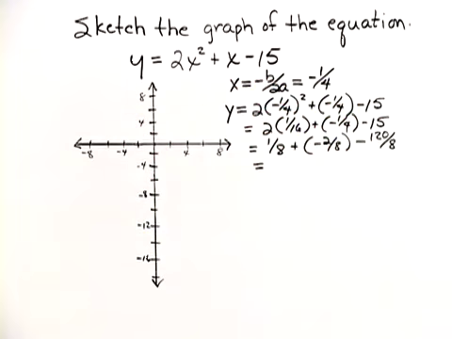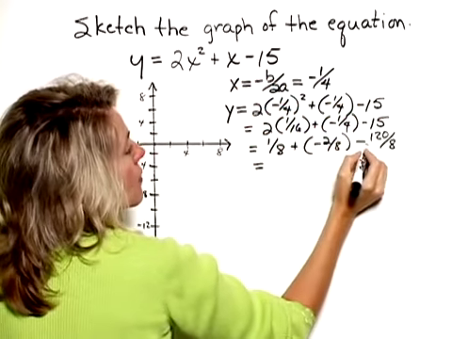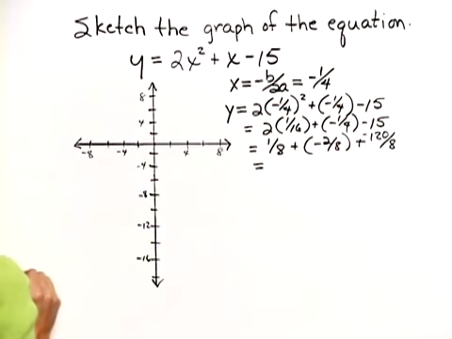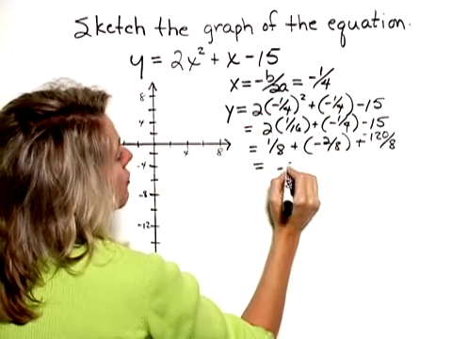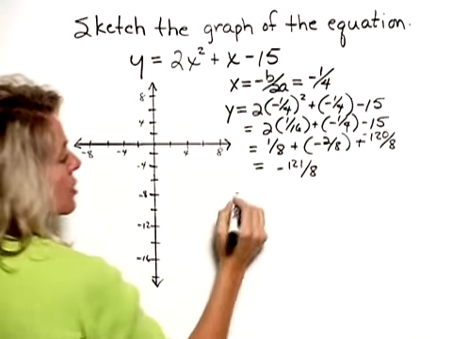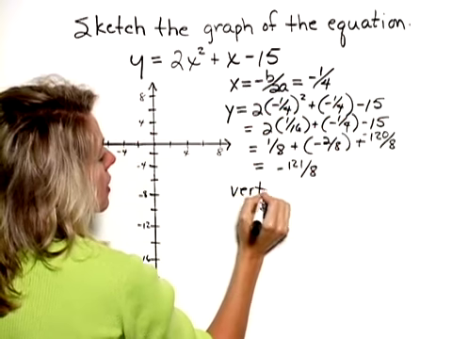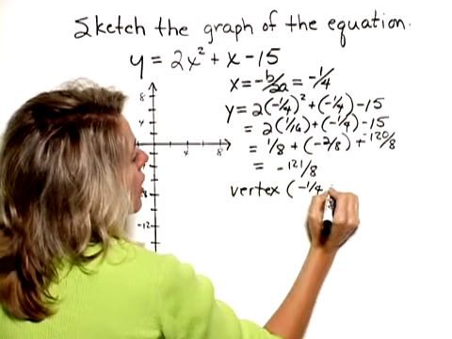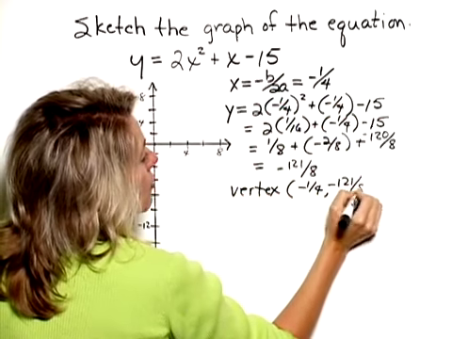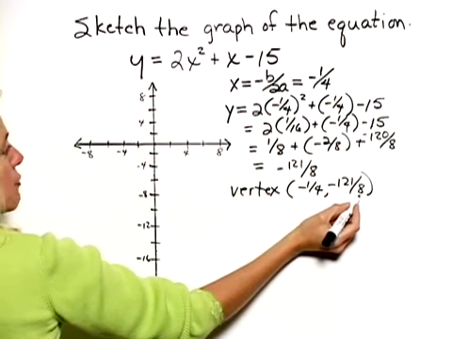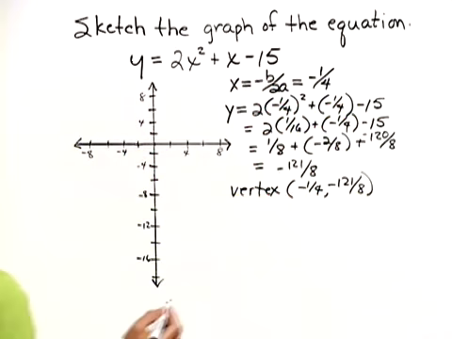1/8 plus negative 2/8 is negative 1/8, and when we add a plus negative 120 over 8, we get negative 121 over 8 as a y-coordinate for our vertex. So our vertex is situated at negative 1/4, negative 121 over 8. And this is a little bit below negative 15, so negative 15 and 1/8.